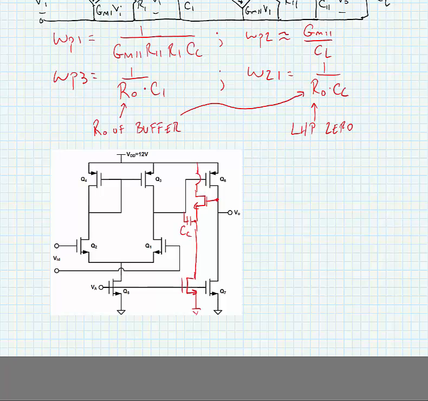Now, what's the problem with this? Well, it costs extra current in order to bias the buffer. We already have bias current in two stages. Now we need bias current for our buffer. And so what really happens is we use too much power to do this.